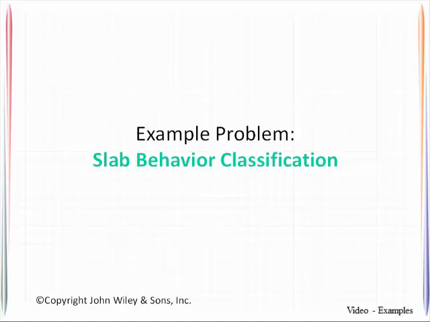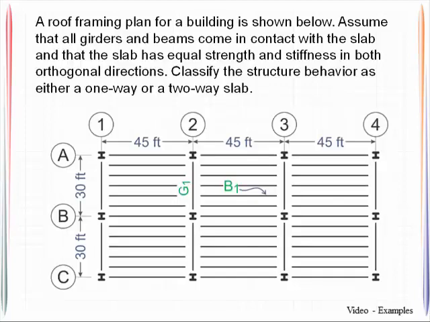Well, hello again. In this example, you will learn how to check whether a slab behaves in a one-way or two-way fashion. Specifically, we are going to look at this particular roof framing plan, and we are being told that we will assume that all girders and beams come in contact with the slab. The slab has equal strength and stiffness in both orthogonal directions, and finally, we are being asked to classify it whether it is a one-way or a two-way slab.